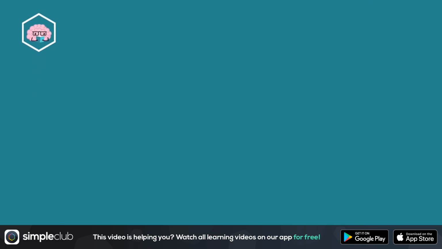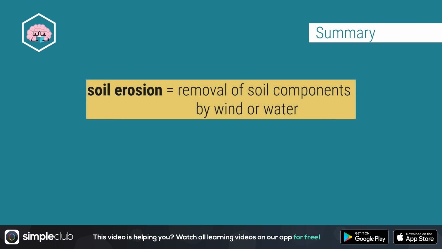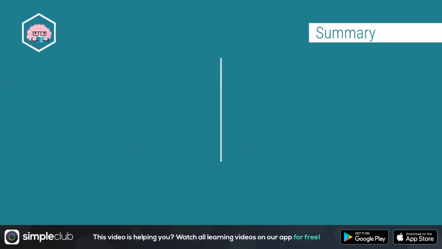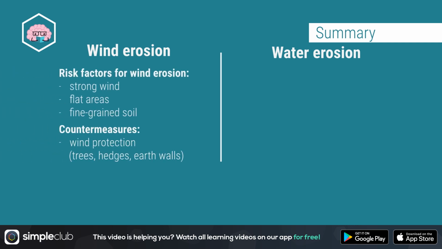Okay, let's recap real quick. Soil erosion is the erosion of soil by wind and water. The fertile topsoil is removed, which in turn reduces soil fertility. Then, just remember the two types of erosion: wind erosion and water erosion. Clever students will probably also remember some risk factors and countermeasures for soil erosion.